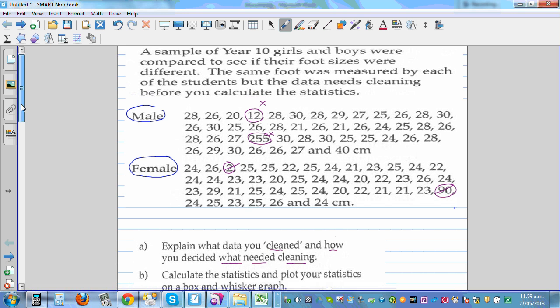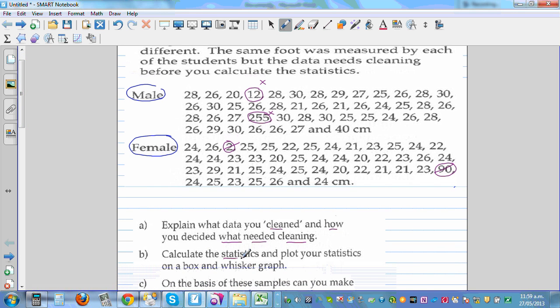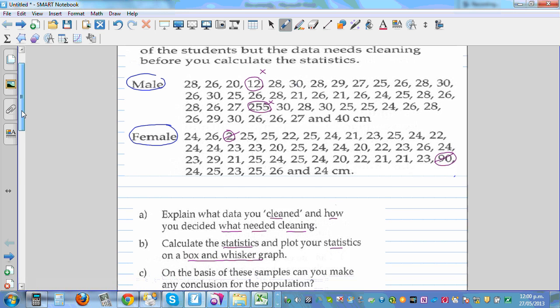Okay, so now what you have to do is calculate statistics and plot your statistics on a box and whisker plot. So to calculate statistics, you're talking about minimum, lower quartile, median, upper quartile, and maximum. So the first thing that we need to do is to order them. Okay, so I have already worked this out.